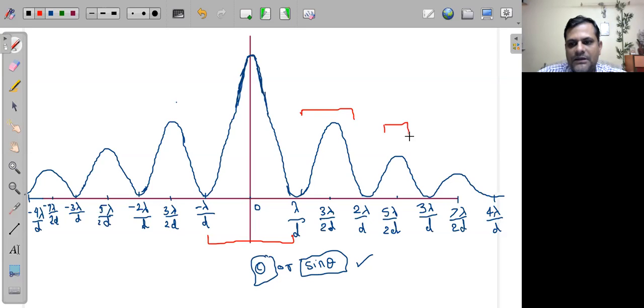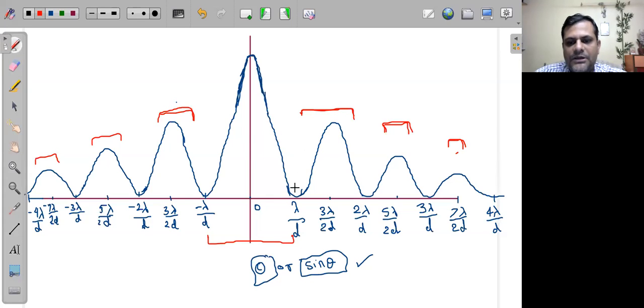This is the second minima. This is the third minima. Again, this is the first maxima. This is the second maxima and third maxima on this side. And in the same way here, this can be supposed to be the first maxima on the opposite side. This is the second maxima and this is the third maxima on the opposite side.